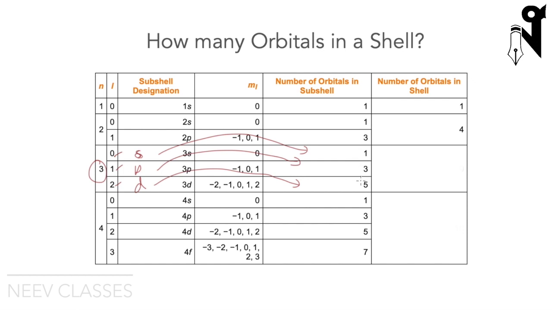So 1 plus 3 plus 5. What will that be? 1 plus 3, two things added, is 4, which is 2 square. 1 plus 3 plus 5, which is three consecutive odd numbers added, is 9, which is 3 square.